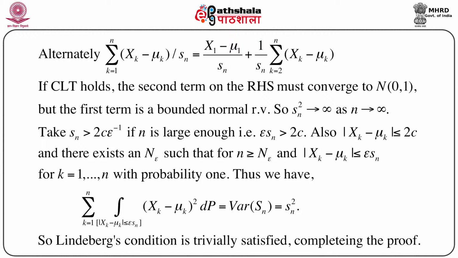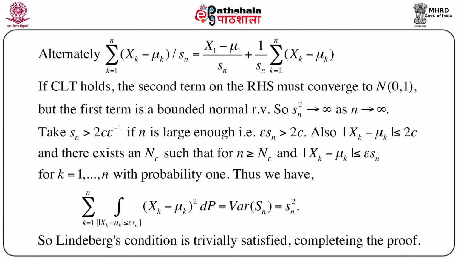Now alternatively, if we take the quantity summation k equals 1 to n of (X_k − μ_k)/S_n, it equals (X_1 − μ_1)/S_n plus 1/S_n times summation k equals 2 to n of (X_k − μ_k). If we assume that CLT holds, then the second term on the right hand side must converge to a standard normal variable, that is N(0,1), but the first term is a bounded random variable. So it is clear that S_n² must go to infinity as n goes to infinity.